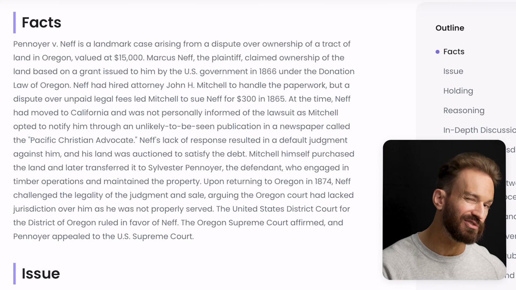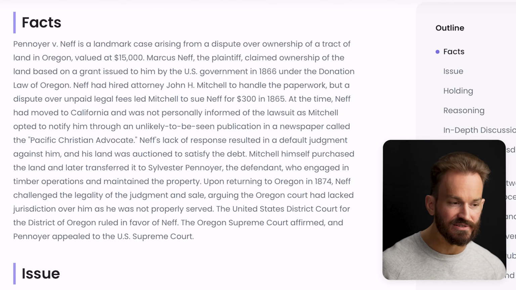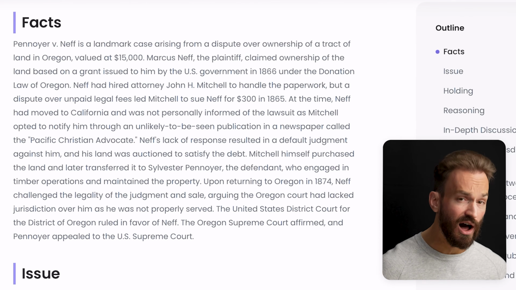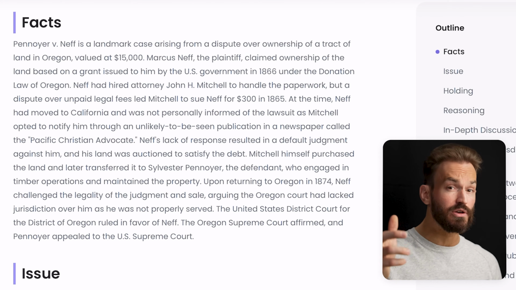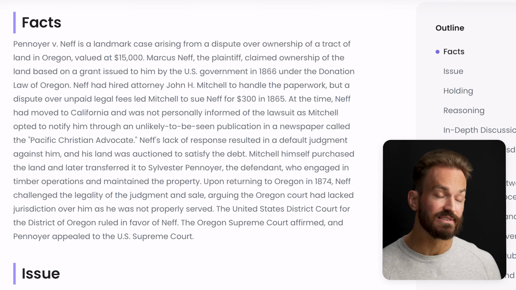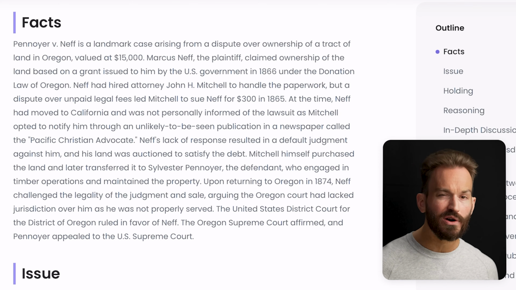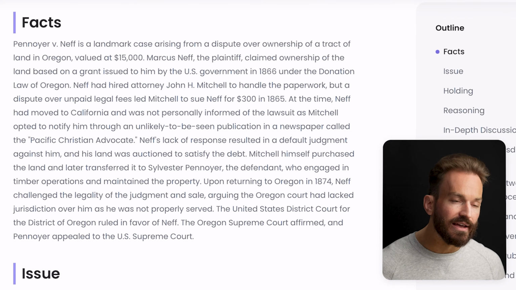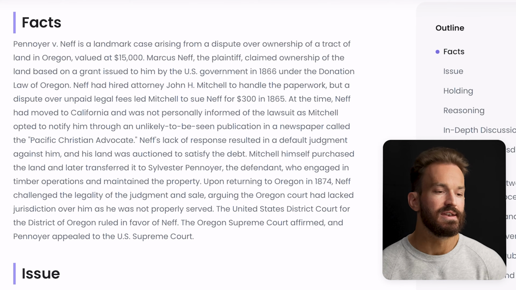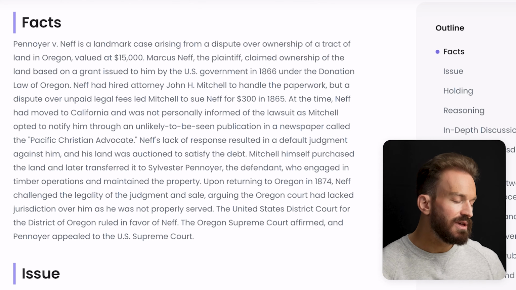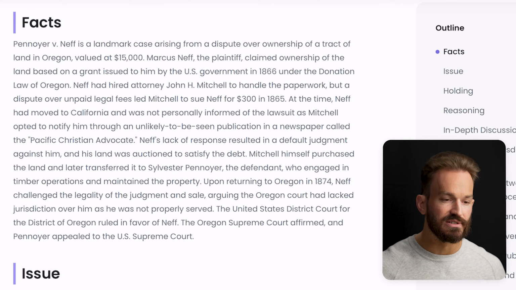Okay, so to summarize, right, Neff gets this tract of land in Oregon under a grant from the U.S. government, hires an attorney, Mitchell, to help him with this. Of course, Mitchell says he's got these unpaid legal fees, $300. So Mitchell sues, right? He brings an action against Neff for the $300 that he hasn't paid in legal fees. Of course, he notifies Neff of the lawsuit by publishing notice in a newspaper he basically knows Neff is not going to see.